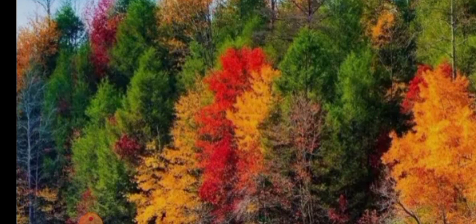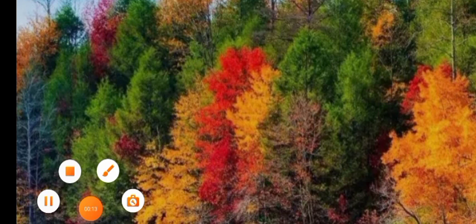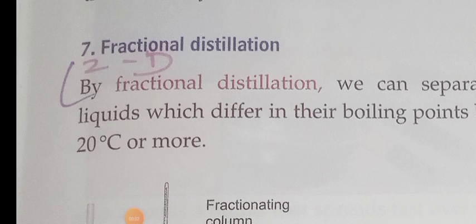Today we are going to continue our third unit in chemistry, elements, compounds and mixtures. In our previous class we discussed the various techniques of separation. We are going to discuss the remaining distillation methods in this class.